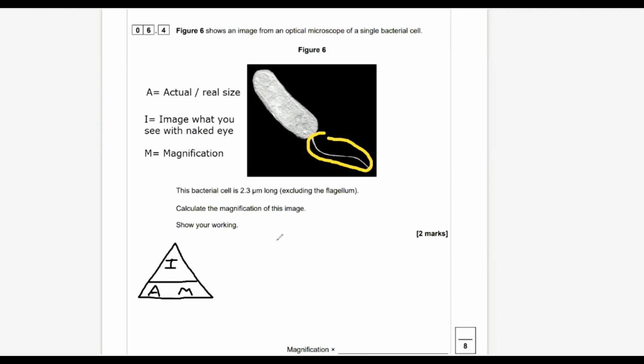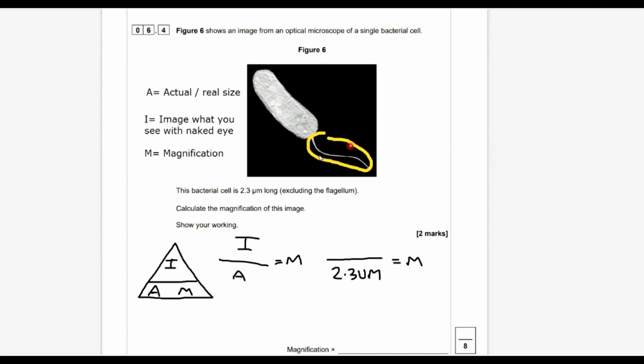So we want to find M, we've got to do I divided by A. So we do I over A equals M. Now we go and substitute in the data that we already have. We have 2.3 micrometers long. Your eye cannot see something 2.3 micrometers long. That's very small. And anything that they're showing you is the image size. So we've got 2.3 at the bottom. That's the actual size or real size. And that equals M if we divide it by I.